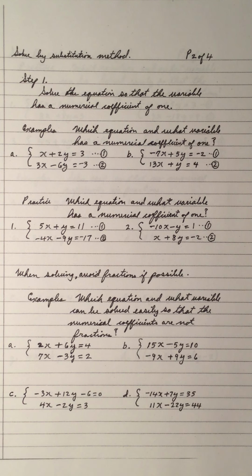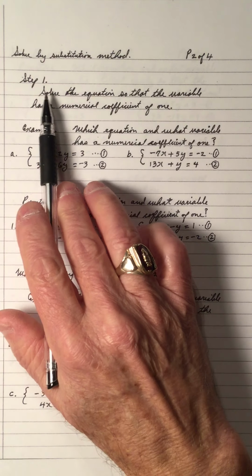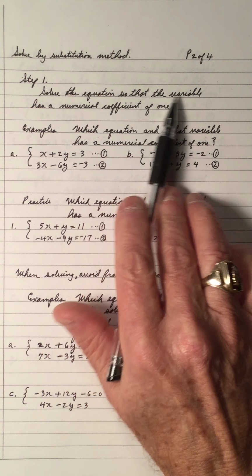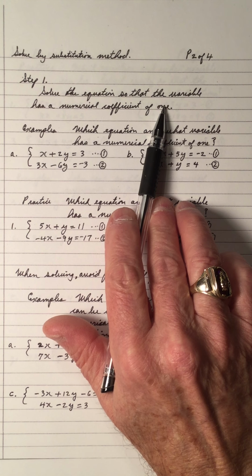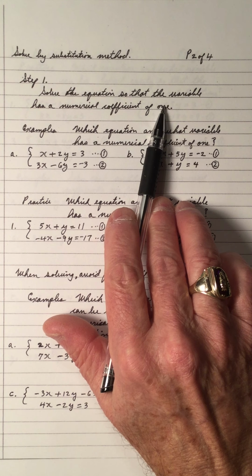I'm going to give you some steps to go through, or some skills to learn, before I really solve a whole system. So here we go. Step one: solve the equation so that the variables have a numerical coefficient of 1. When there is a numerical coefficient of 1, it's easy to deal with.